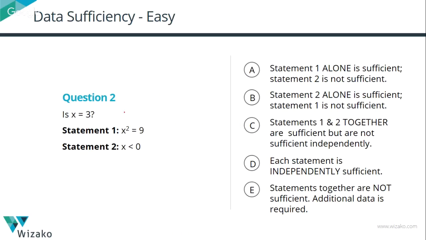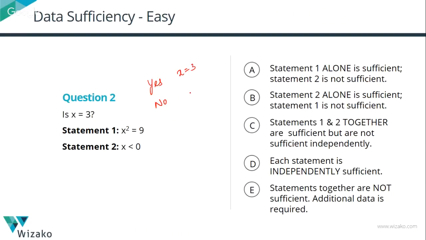Question 2. I love these questions which start with an "is", right? These be-verb questions actually make you think a lot more than questions which start with "what is". Is X equal to 3? It is a yes/no question. The answer is going to be a yes or the answer is going to be a no. This is a very straightforward case of deciding when it is a yes, when it is a no. Yes, when X is equal to 3. No, when X is anything other than 3.